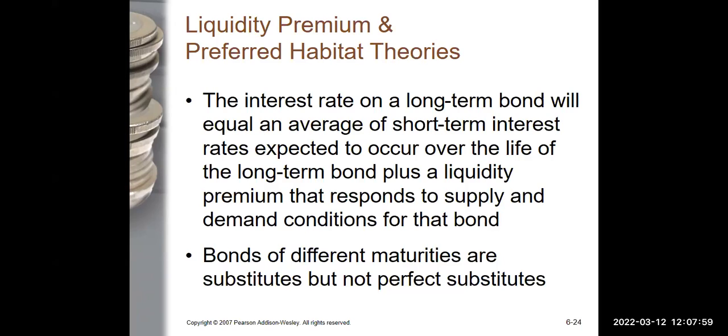The interest rate on a long-term bond will equal an average of the short-term interest rates expected to occur over the life of the long-term bond, plus a liquidity premium. This liquidity premium will be lower. What will it be lower for?